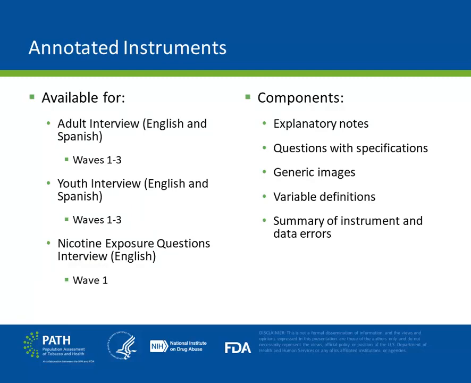There is also an annotated instrument for each type of interview, including youth, parent, adult, and nicotine exposure questions, and each wave of data collection. The annotated instruments include explanatory notes, question text with specifications regarding how it is displayed and who it is displayed to, generic images, variable definitions, and a summary of instrument and data errors.